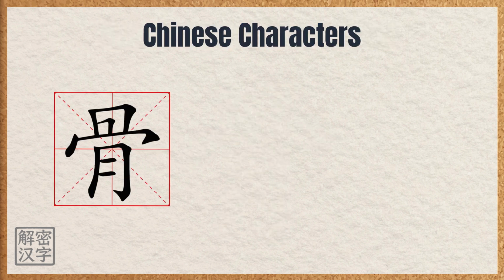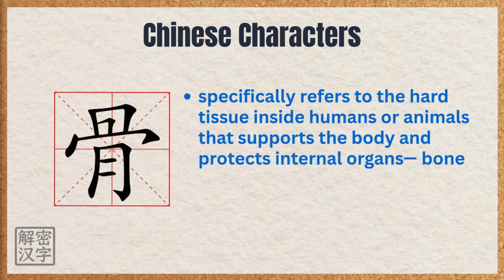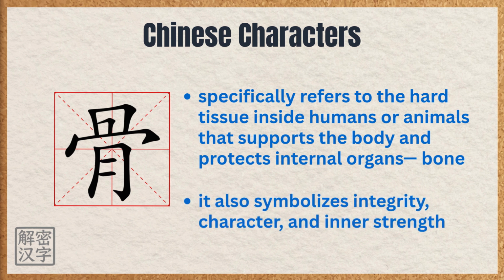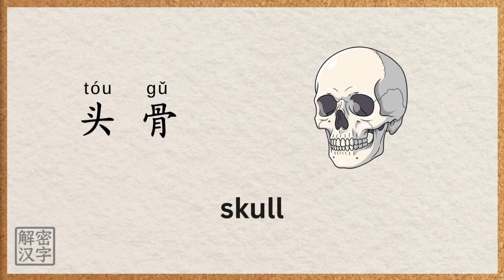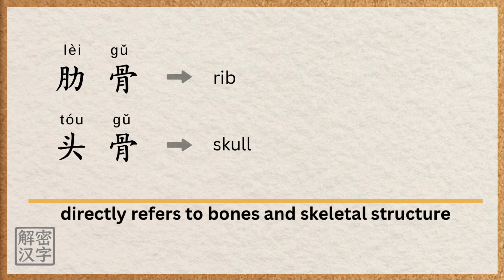The Chinese character gu specifically refers to the hard tissue inside humans or animals that supports the body and protects internal organs, bone. Beyond being a physical framework, it also symbolizes integrity, character, and inner strength. For example, 肋骨 means rib. 头骨 means skull. Here, 骨 directly refers to bones and skeletal structure.